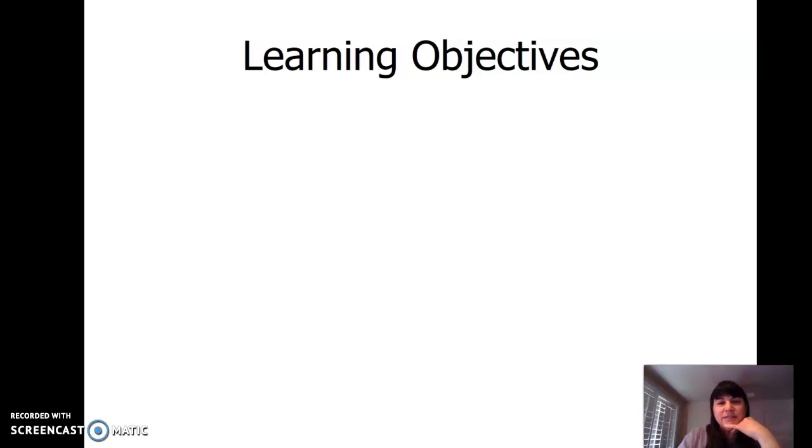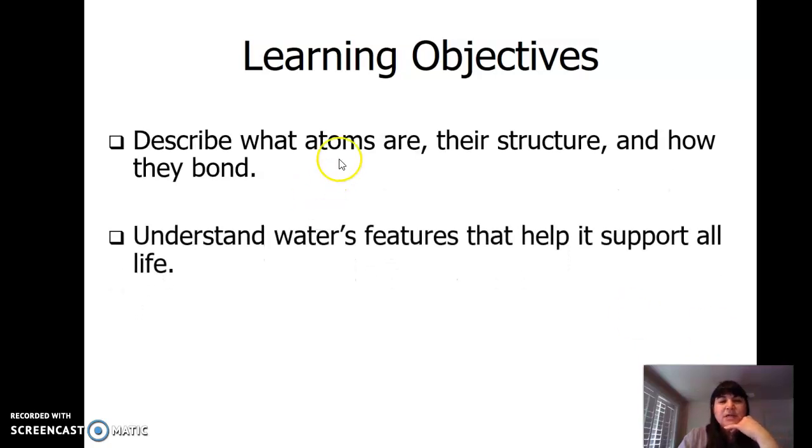So, learning objectives. These are pretty important. Describe what atoms are. So, atoms, right? So, carbon, hydrogen, oxygen, nitrogen. What's their structure? How do they bond? Water. When we put atoms together, now we have molecules. So, water, H2O. It's hydrogen and oxygen. Pretty important.